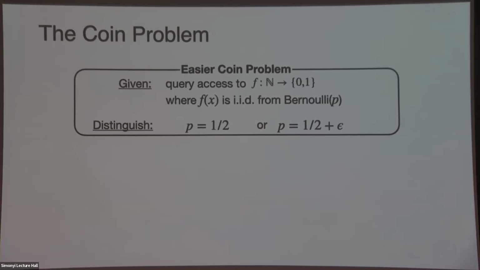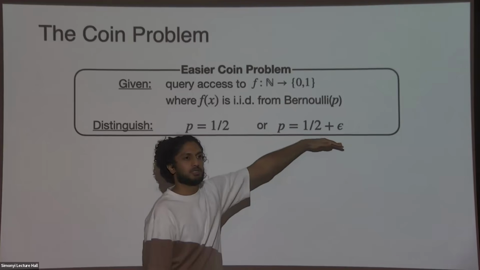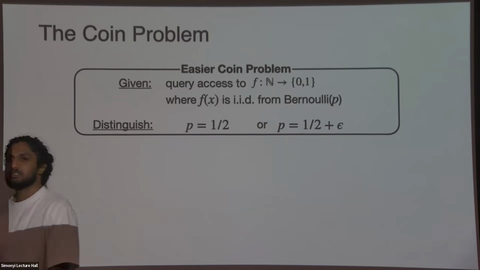All right. And now, actually, I don't ask you to distinguish. I ask you to certify. Let's say, how would you certify the 1/2 plus epsilon case? Anyone have any ideas?